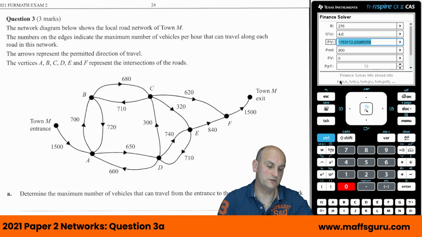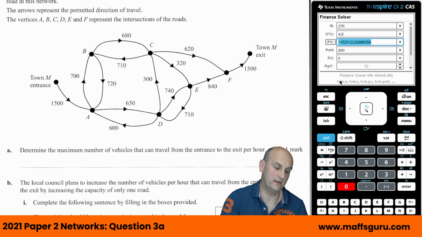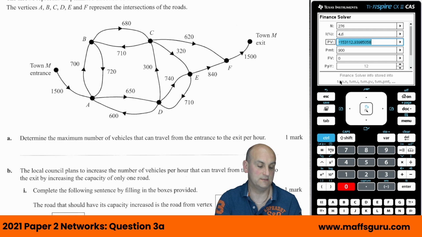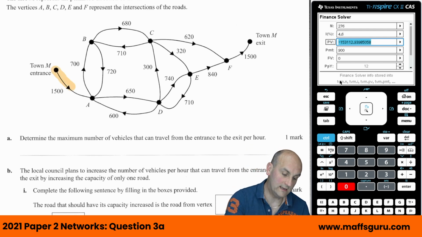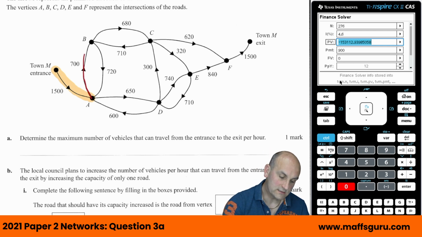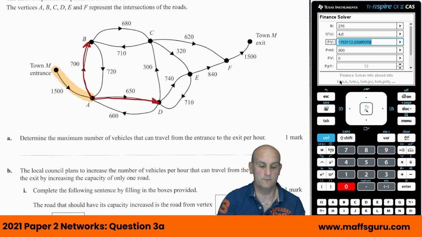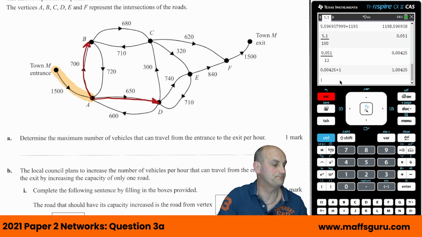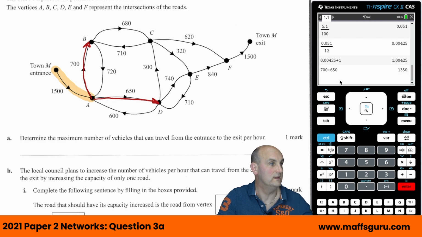The network diagram below shows a local road network of town M. The numbers on the edges indicate the maximum number of vehicles per hour. Determine the maximum number of vehicles that can travel from the entrance to the exit per hour. Okay, so we know coming into the network there are 1,500 vehicles. 700 of them can actually go that way. That's awesome. And 650 of them can go that way. Even more awesome. So the first thing I did was 700 plus 650 just to make sure that it could take that capacity. So if I go back to my calculator, 700 plus 650, 1350. So that's okay. We can have the cars split.